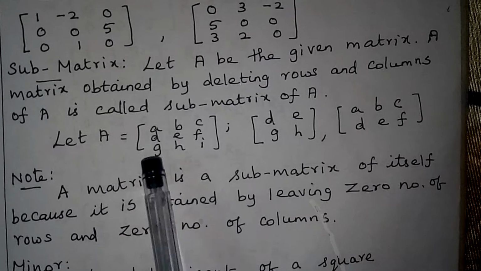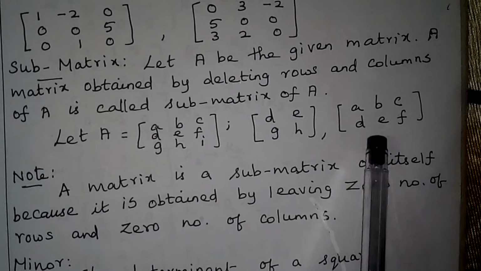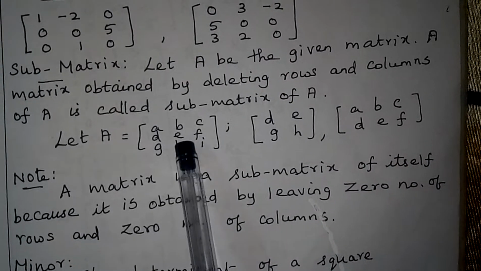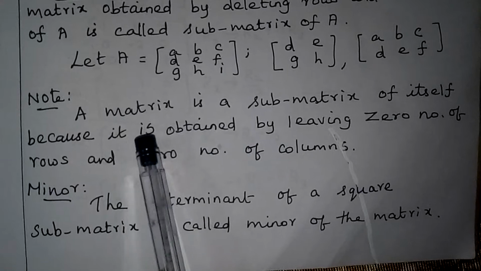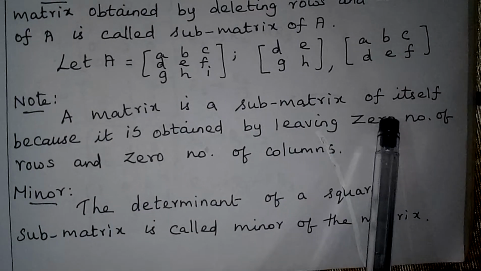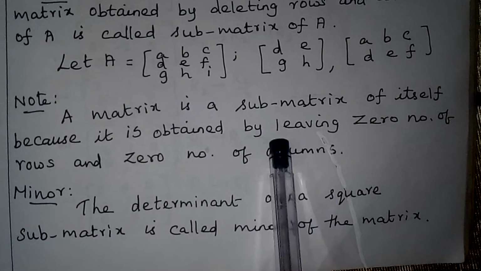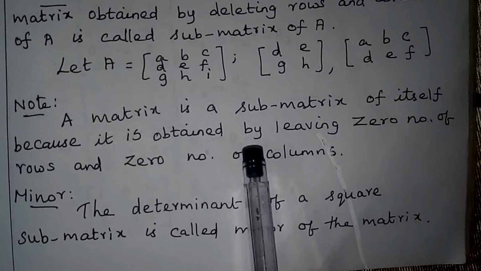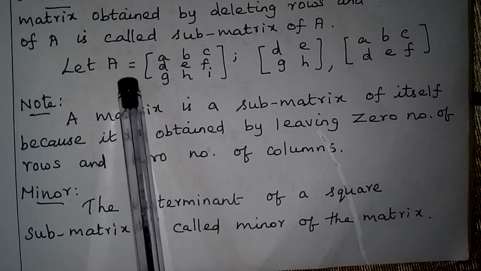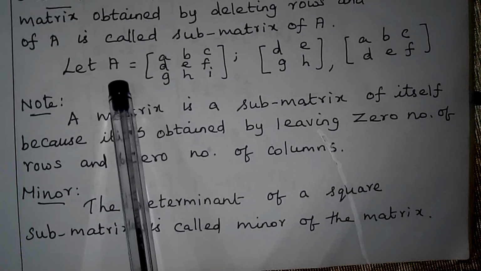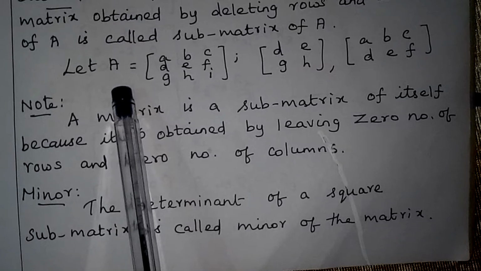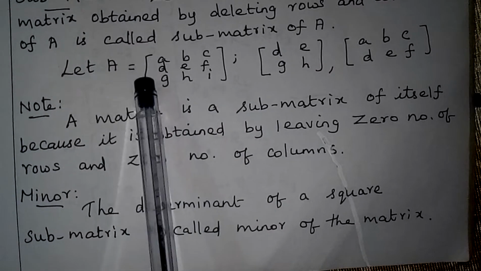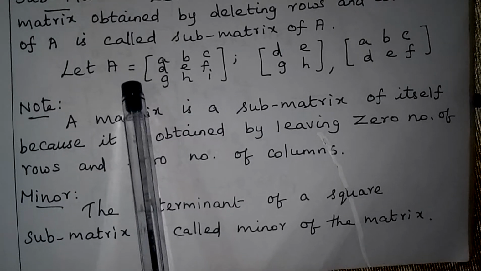In the same way you see here, I am removing only the last row. So like this I will get a matrix, and this is also a submatrix of the given matrix. Note, a matrix is a submatrix of itself because it is obtained by leaving 0 rows and 0 columns. So what they are saying is, if you are taking A, this matrix is a submatrix of itself, because it is obtained by leaving no rows and no columns. So the given matrix is a submatrix of itself.